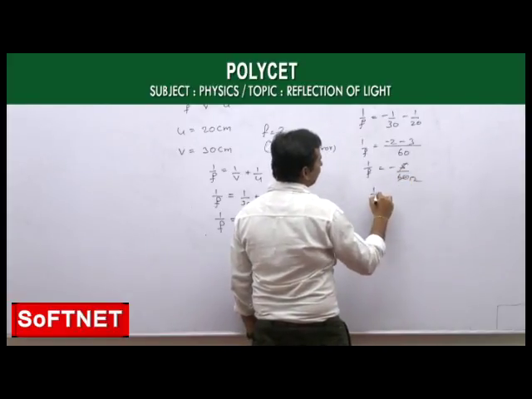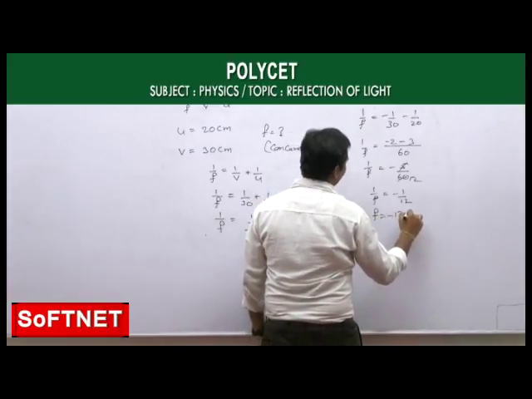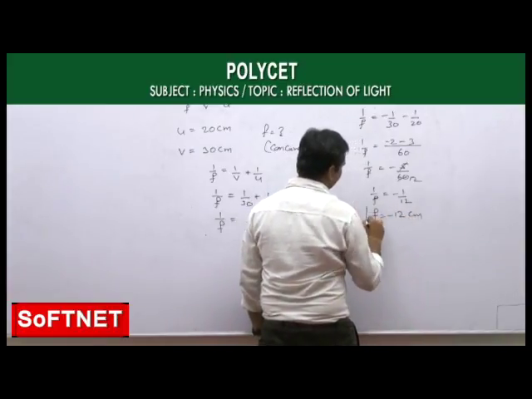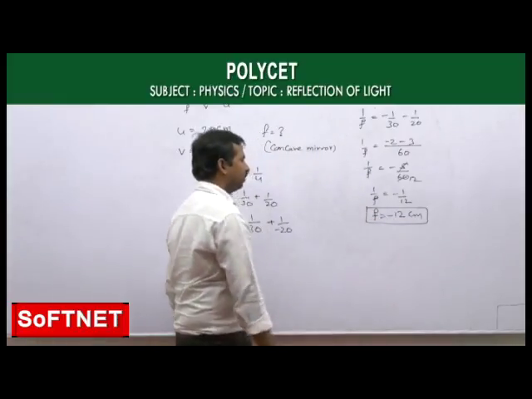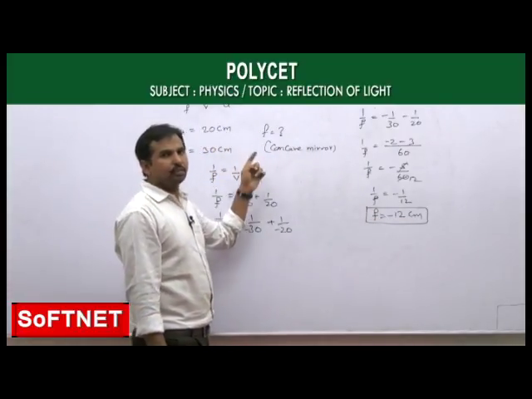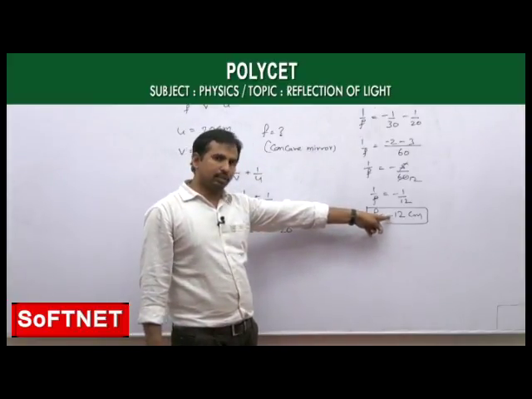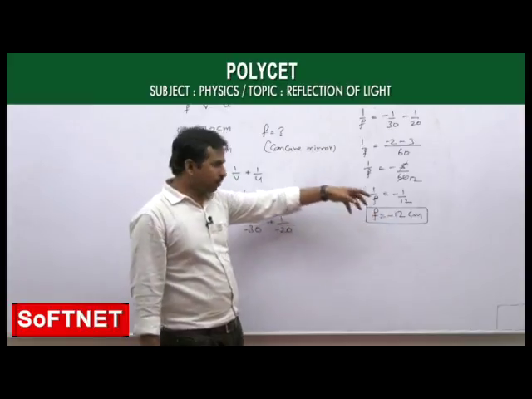Then we got 1 by f is equal to minus 1 by 12 and f is equal to minus 12 centimeters. This is the focal length we got. Okay, f is equal to minus 12 centimeters. As it is a concave mirror, that's why we are getting the focal length as minus 12 centimeters. Okay, now see that again.